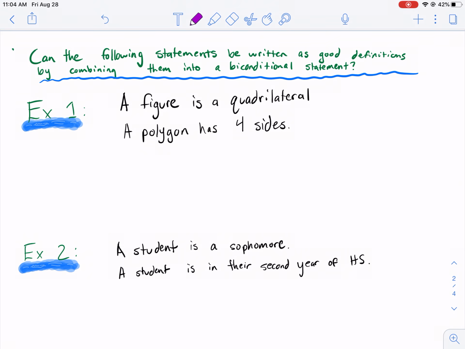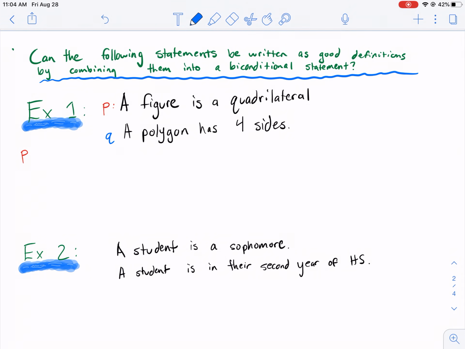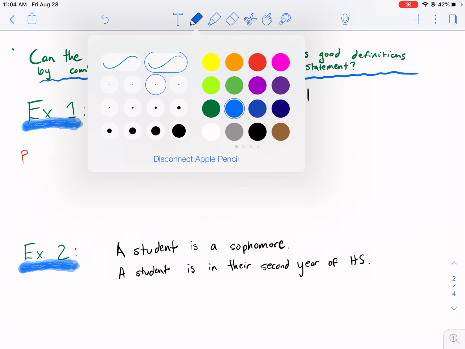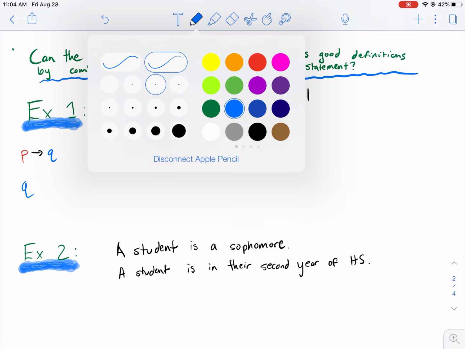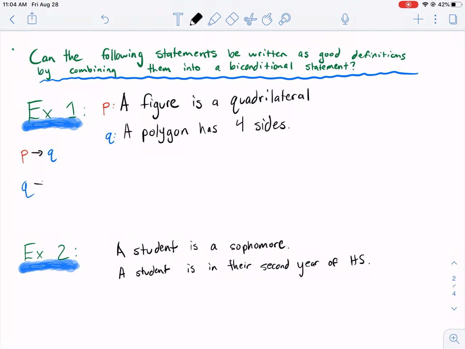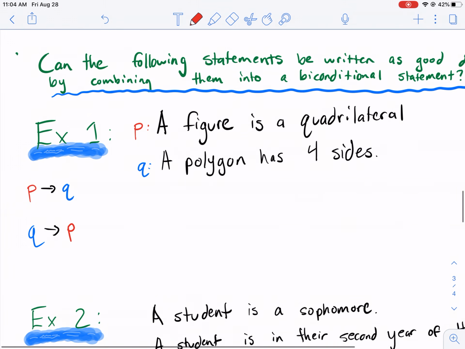A figure is a quadrilateral. A polygon has four sides. Now, if we want to consider P, and we could call this P, I suppose, and we call this Q, we can kind of determine if it is, in fact, reversible. So we have P then Q, and then Q then P. The first one is the conditional, and that one is the hypothesis. So if a figure is a quadrilateral, then it has four sides.